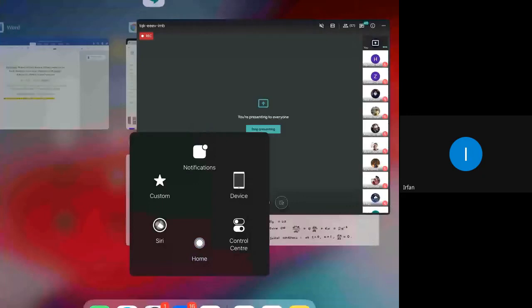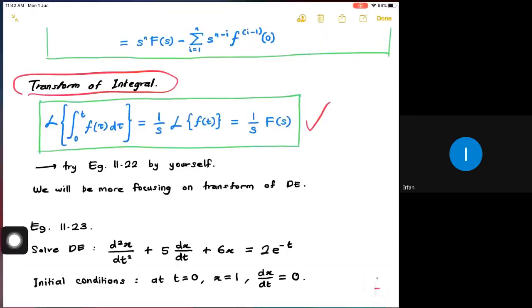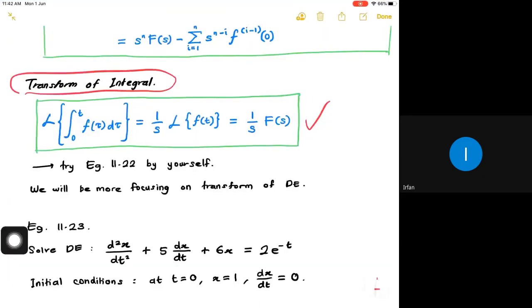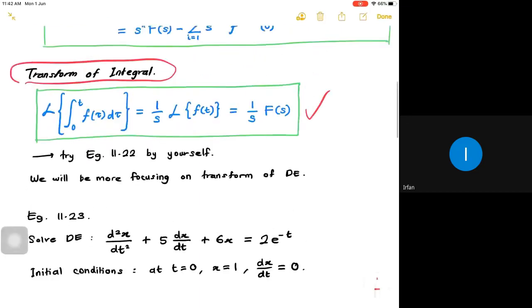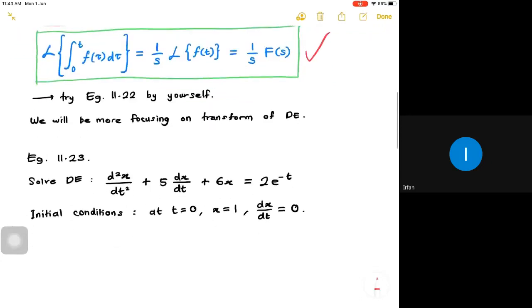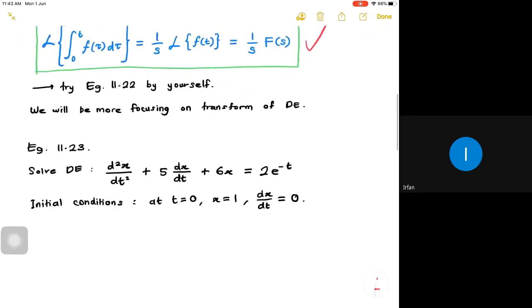Okay, so I just continue. So you can try the transform of integral, example 11.22, by yourself. It's quite straightforward. Right now I want to focus more on transform of differential equation. So we go to example 11.23.